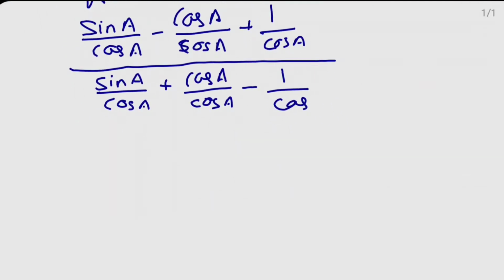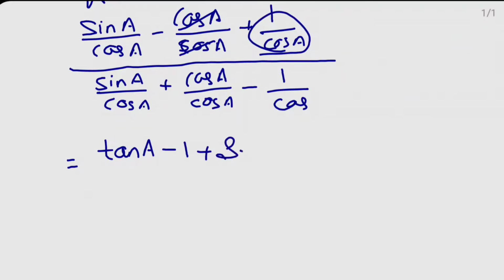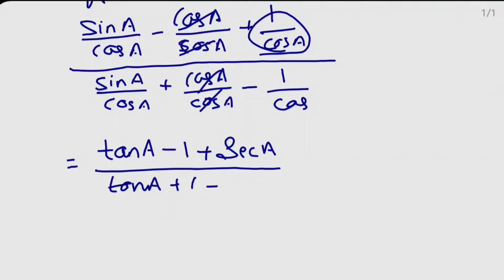And now here sin divided by cos a, we can write tan a, and here cos gets cancelled, so minus 1 plus 1 divided by cos a, we can write sec a, and this divided by, so here sin by cos is tan a plus cos gets cancelled, 1, and minus 1 divided by cos a is sec a.